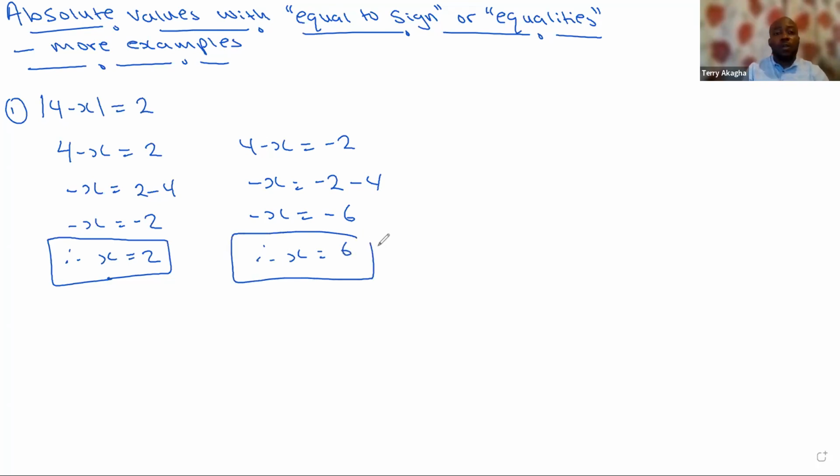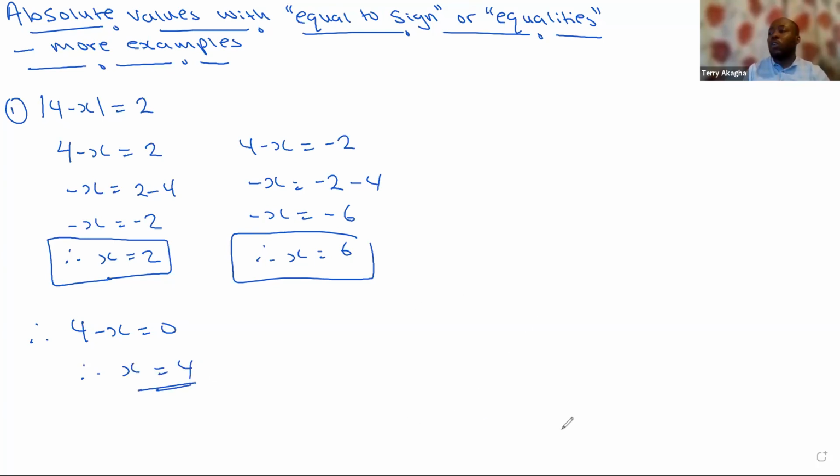Okay. So also, if you looked at the rules, I told you that we need to then find a vertex for the modulus graph. And the way to find the vertex for the modulus graph is by equating the equation to be equal to 0. So that means 4 minus x is equal to 0. So therefore, x is going to be equal to 4.